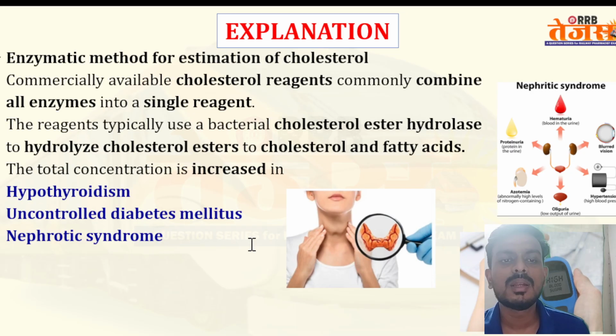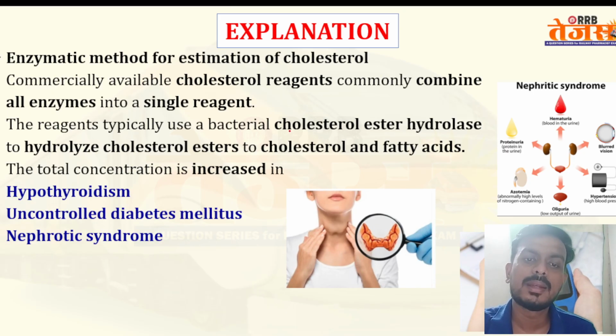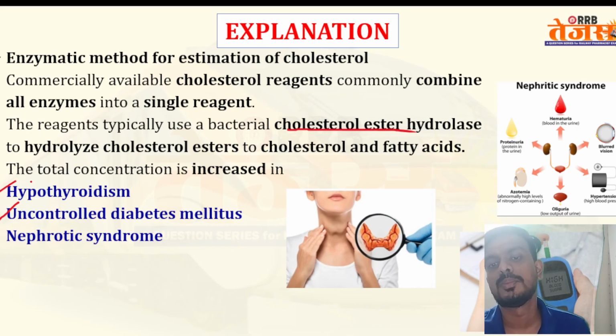The enzymatic method for estimation of cholesterol: commonly available cholesterol reagents combine all the enzymes into a single reagent. This reagent typically uses bacterial cholesterol ester hydrolase. The total cholesterol concentration is basically increased in cases of hypothyroidism, uncontrolled diabetes mellitus, as well as nephrotic syndrome.